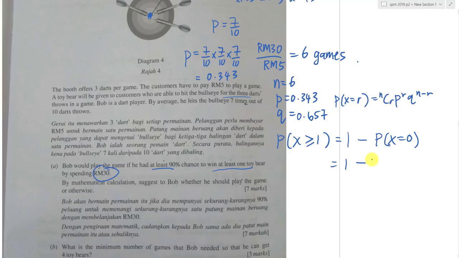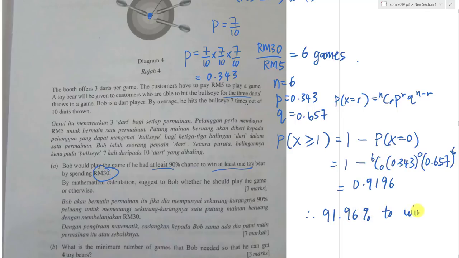Alright, so then I have 6C0. My P is 0.343, and then we power of the 0. And then I have 0.657 and power of 6. Alright, so then I will just use the calculator to do this. 1 minus 0.657 power of 6. Because this is 1 and this is 1 as well, because anything power of 0 is just 1. Then I will get 0.9196. Therefore, he has 91.96% to win at least one bear.